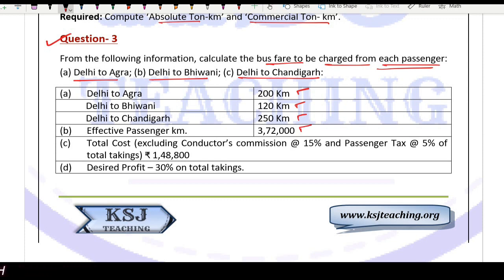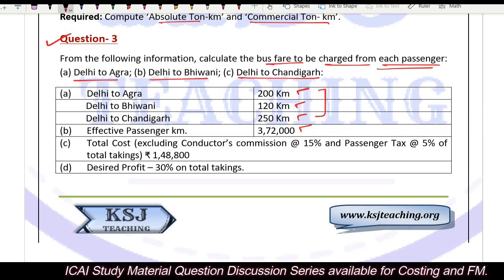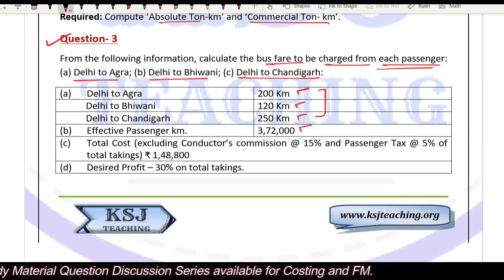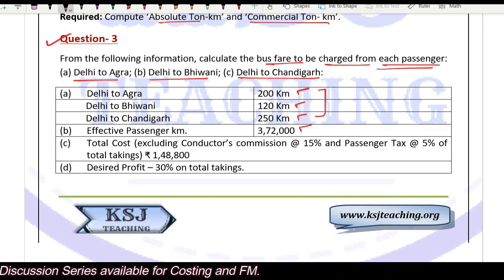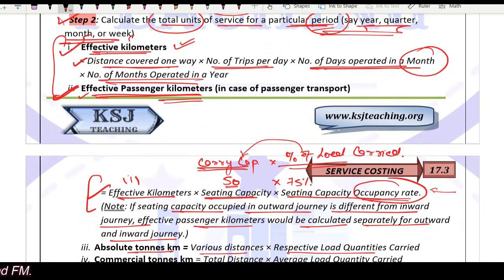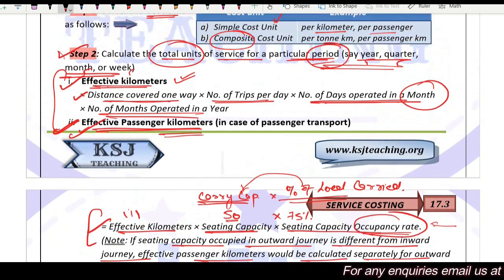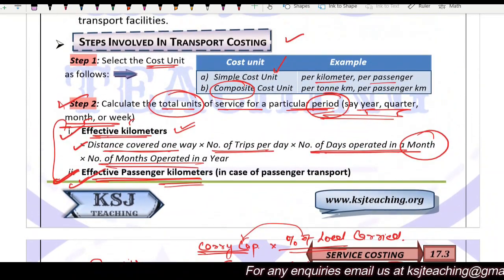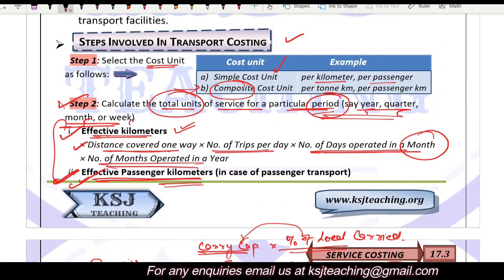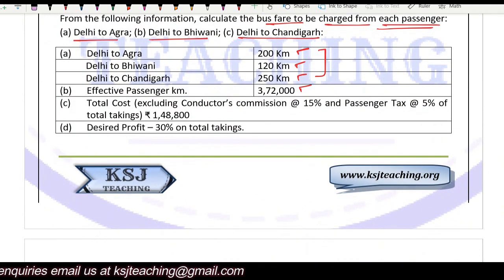Great, sir. No need for any calculations. Everything is given to you, right? The respective distances are 200 kilometers, 120 and 250, and effective passenger kilometer is given. That means this first step is given to you. Second step, if the effective passenger kilometers are given, that means you are using the composite cost unit. This is also clear, sir. No issues. After that, total cost.